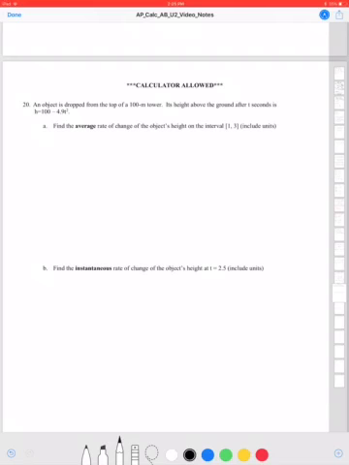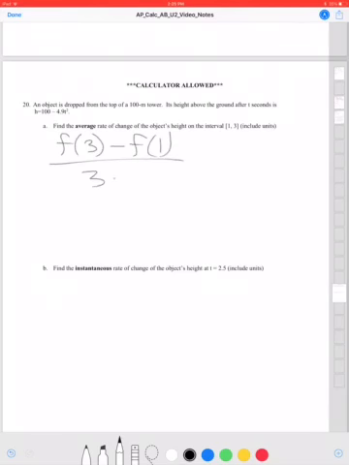So this is not the derivative. This is going to be f of b minus f of a over b minus a, or f of 3 minus f of 1 over 3 minus 1. Oh, and excuse me, I should make that an h.